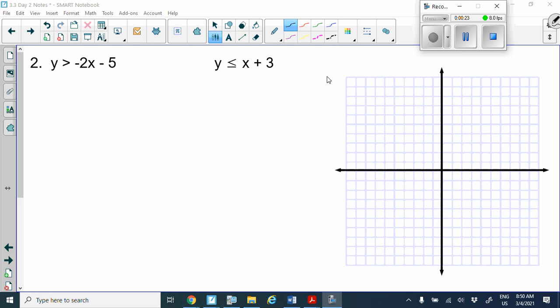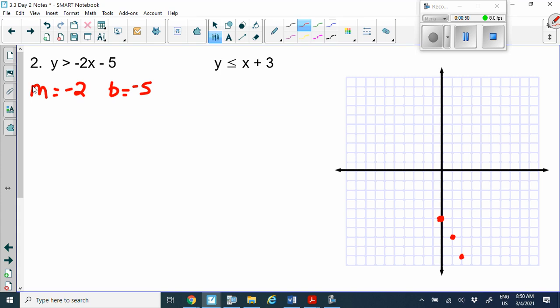So notice here that we are already in that y equals mx plus b form, so we don't need to move anything over. Now remember, I'm going to do this one at a time. So I'm going to graph y is greater than negative 2x minus 5 first. So my slope here is going to be negative 2, and my b is negative 5. So I plot my negative 5. Remember, we're on the y-axis for this.